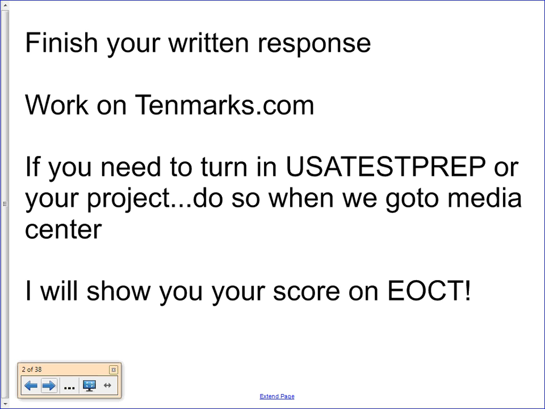Also, guys, those of you with your project, just put it in your Drive folder. That's all you got to do. I don't want to see it. I do not want you to email it to me. I get 150 emails a day. I don't need 100 more from students. Just put it in the Drive folder.